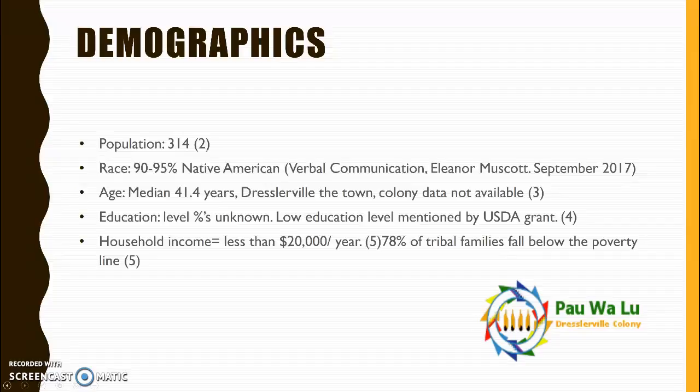And again, there was no specific census data available for education level, though according to community members and as mentioned by a USDA grant back in 2014, the education level for this colony is very low. Household income is very low as well, about $20,000 a year on average. 78% of tribal families fall below the poverty line.